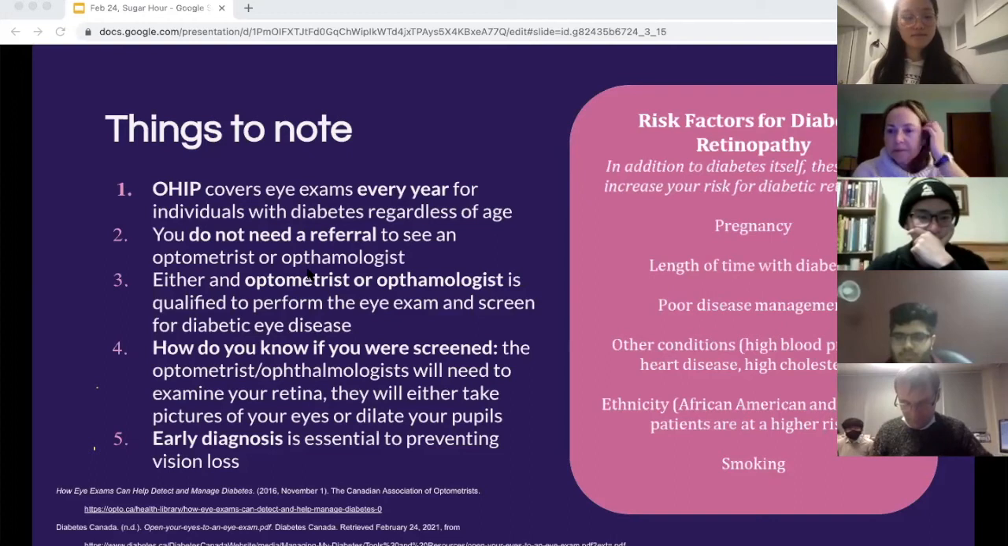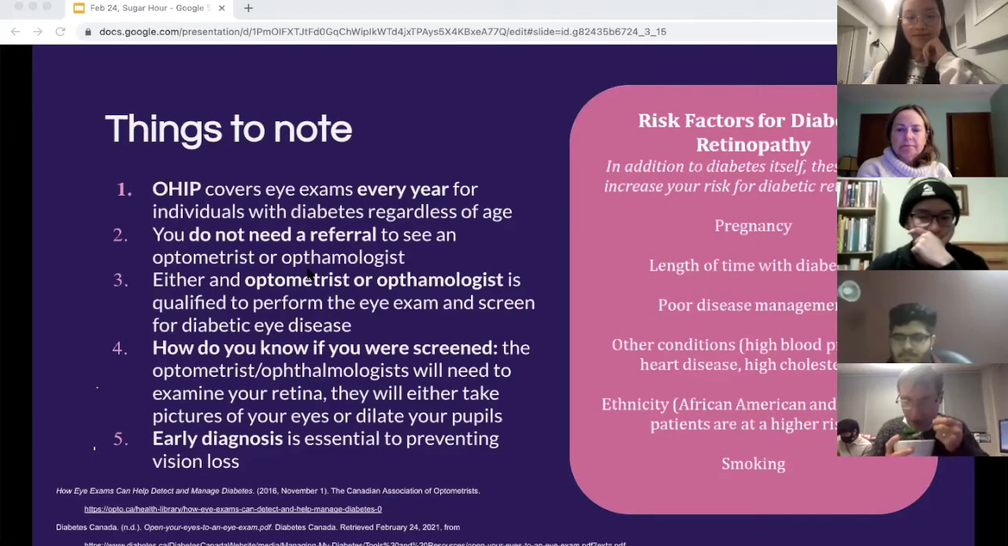And a few other things to note: OHIP covers eye exams every year, so one a year. You do not need a referral to have your eye exam. A lot of times when we think of seeing specialists, we think of our family doctors having to provide a referral. You don't need that for an optometrist or an ophthalmologist for your eye exam that's covered by OHIP. You can contact them yourself. And usually if you've disclosed to them that you have diabetes or they find irregularities, they can communicate that directly to your physician.